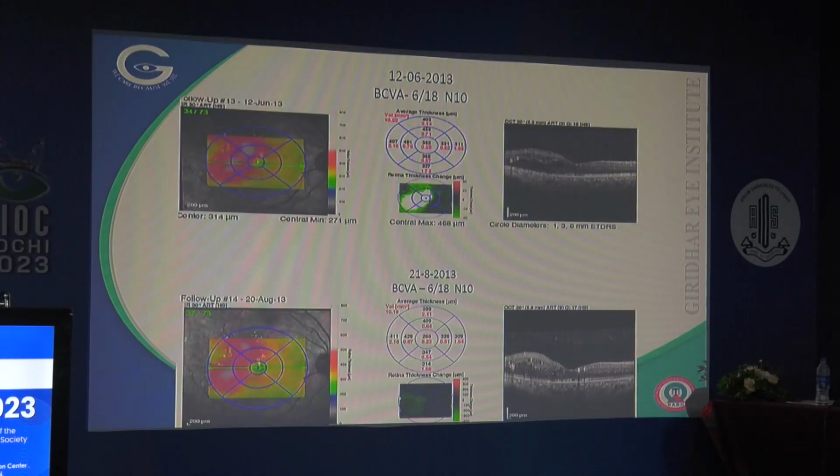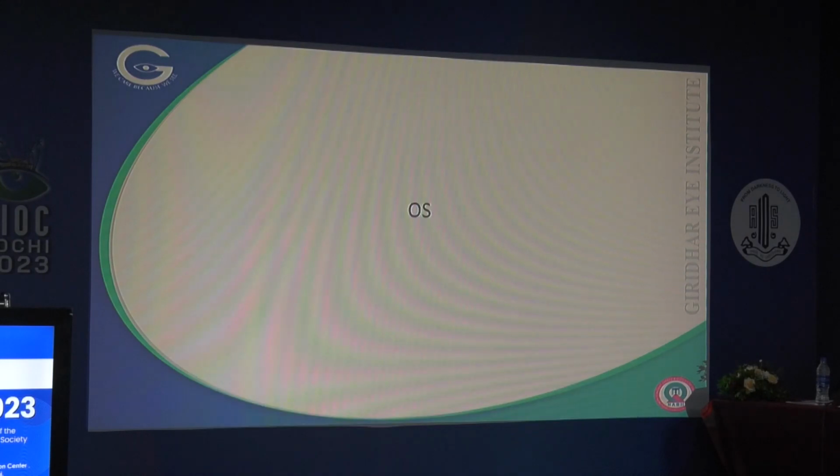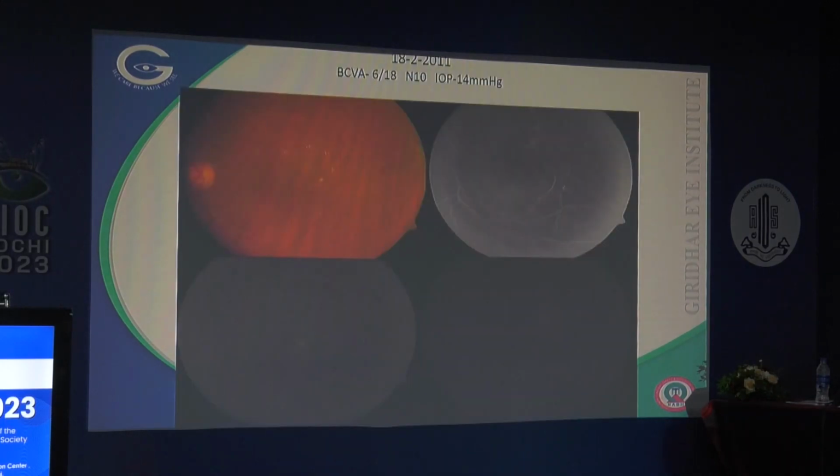Now this patient, after multiple injections, multiple doses of focal laser to microaneurysms, finally his macula settled, and I have a follow-up of about 8-10 years. He still remains quite stable now with a reasonably good visual acuity of 6/18 and 6/6. That means his diabetes is under control, and unfortunately the cataract surgery resulted in worsening of the diabetic retinopathy.